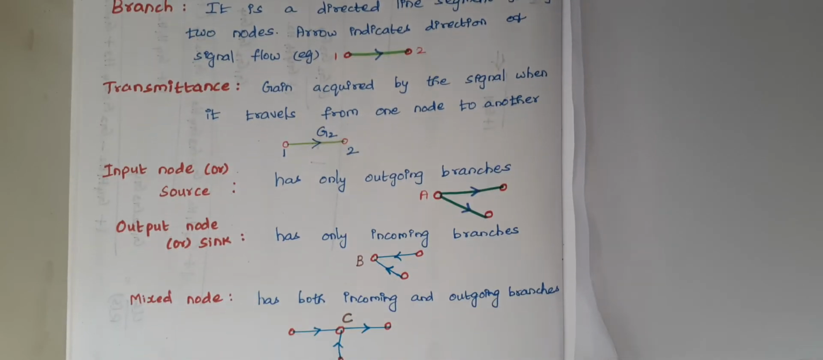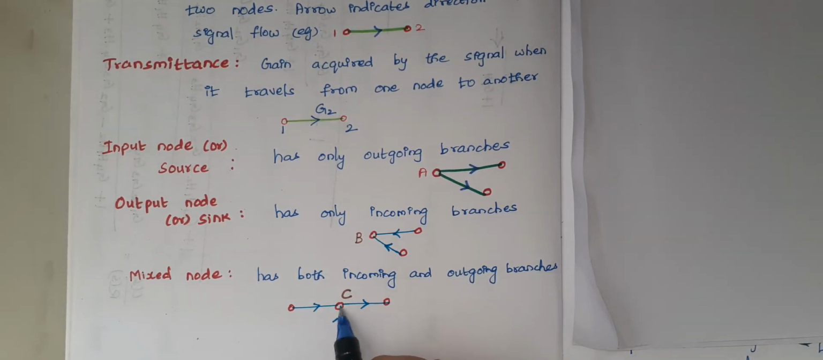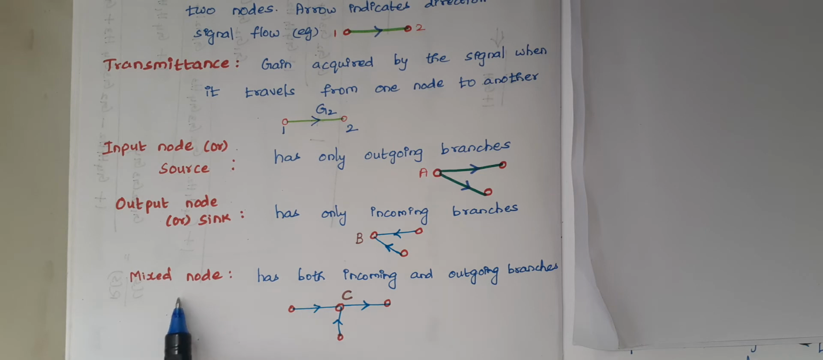And the next one is mixed node. Here, let C be the node present here. When you observe carefully, this C has both incoming as well as outgoing branches. These two are the incoming branches and this one is the outgoing branch. It is known as a mixed node because it has both incoming as well as outgoing branches.